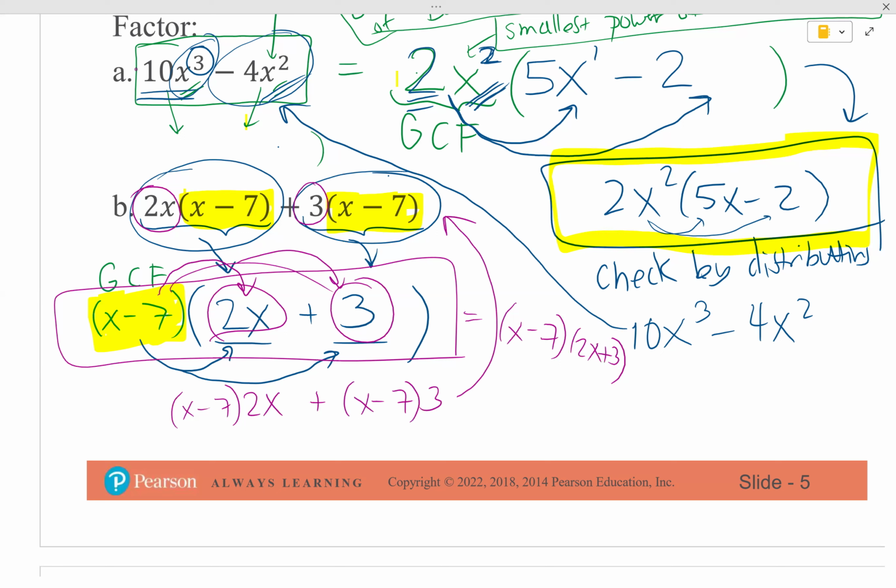I think we mentioned before, if you're multiplying two things, you can switch their order. 2x on the right side, 2x on the left side, doesn't matter. I could write 2x on the left, 2x on the right. Same thing with this 3. Since it's being multiplied by this x minus 7, it could be switched to the other side. And that's the same as the original, so I know I did it right.